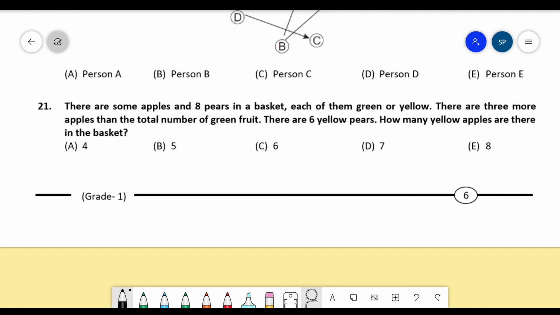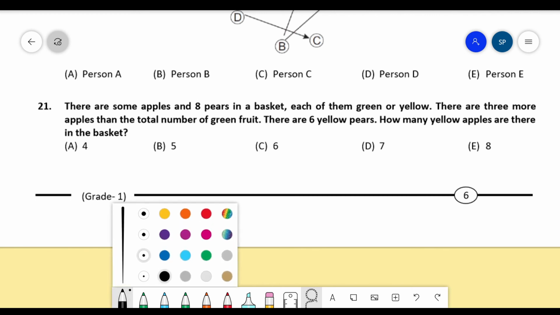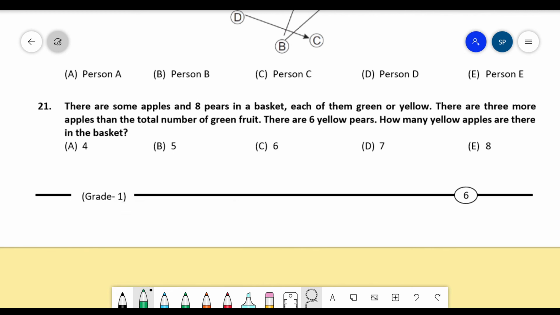21. There are some apples and 8 pears in a basket, each of them green or yellow. There are 3 more apples than the total number of green fruit. There are 6 yellow pears. How many yellow apples are there in the basket? Okay, so let's change the story a little bit, or just add more. She puts all of the fruits in one basket, but when she gets home, she's going to split them into 2 baskets, such as this.